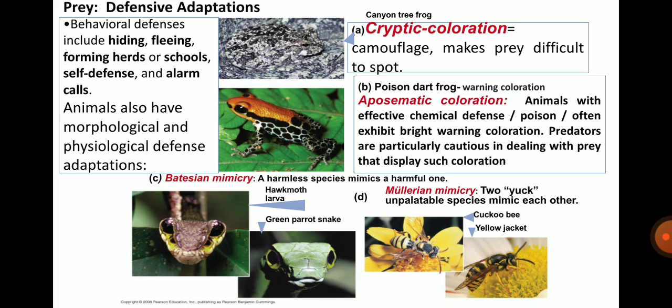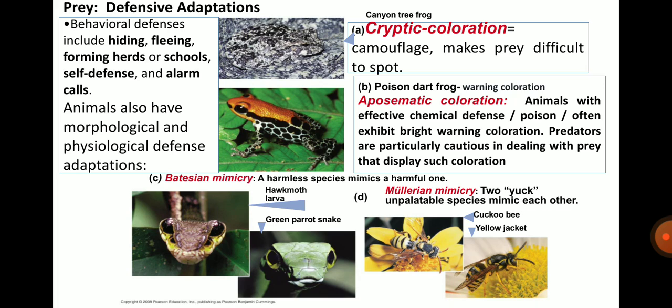aposematic coloration, where animals with effective chemical defense or poison often exhibit bright warning coloration, and predators are particularly cautious in dealing with prey that display such coloration, the example being the poison dart frog, which shows warning coloration, which is seen in this slide.